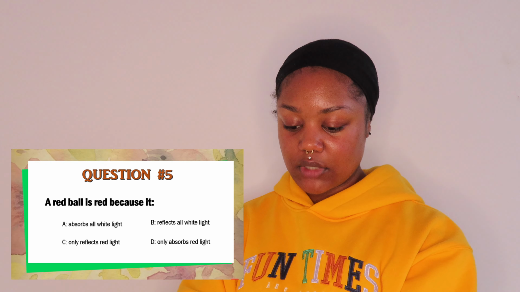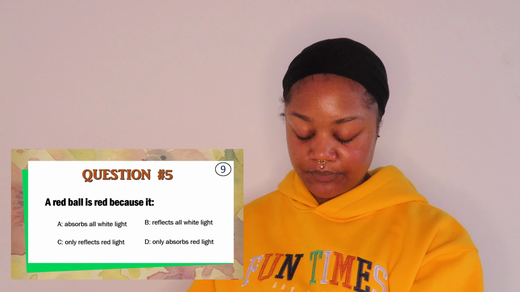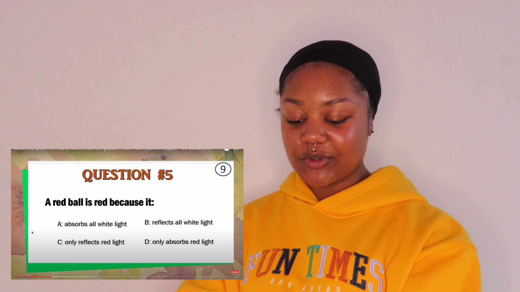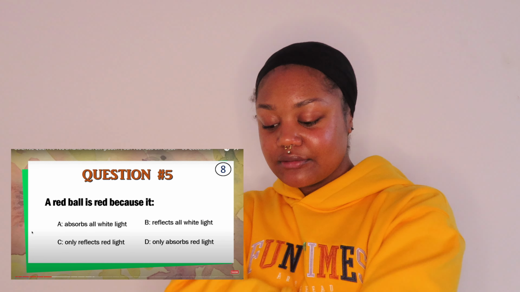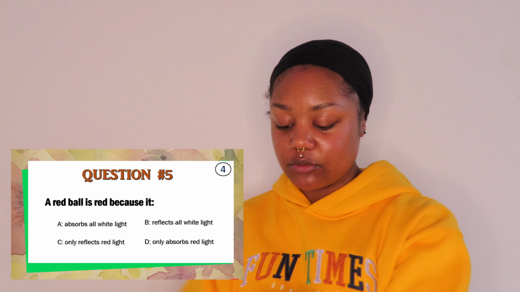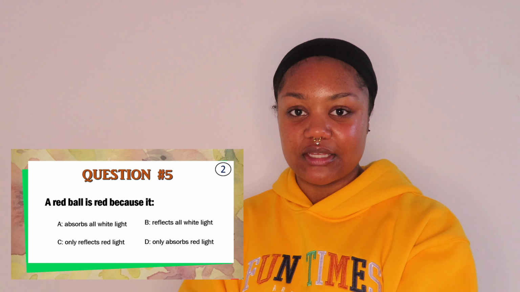A red ball is red because it reflects red light. Duh. I know this. If it absorbed the red light it wouldn't show. So it reflects the red light. That's why we see it.